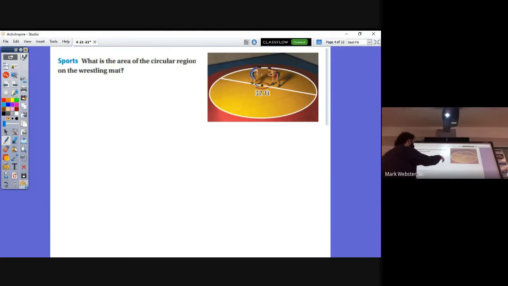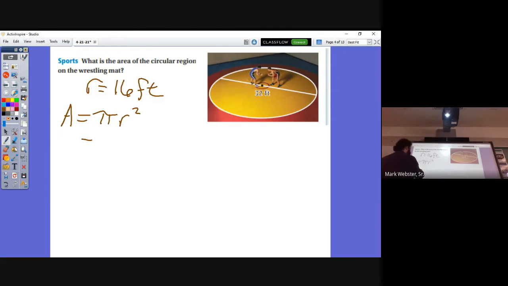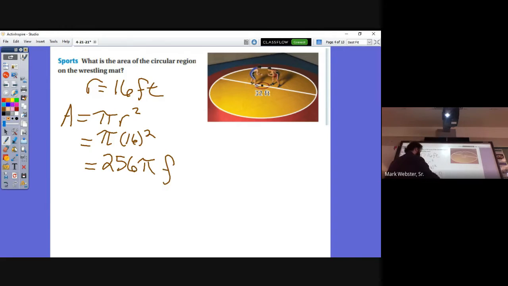So we're going to do this. We're going to say, okay, well, then what's the radius? Well, if the diameter is 32, the radius had better be 16 feet. And now we can just do our problem. Pi r squared. Well, what is 16 squared? It is 256. And then our units, we were in feet. So now, since we're area, we're feet squared.